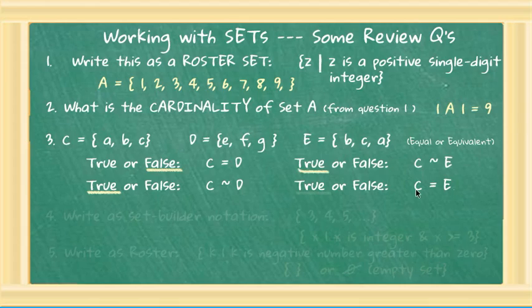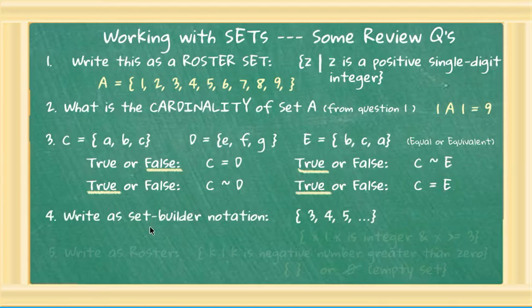And finally, true or false: C is equal to E. Well, they have to be exactly the same. Set C has A, B, C. Set E has B, C, A. They do have the same 3 elements, right? E just has them listed in a different order. So yes, they are equivalent and in fact equal. Okay, let's try a couple more.